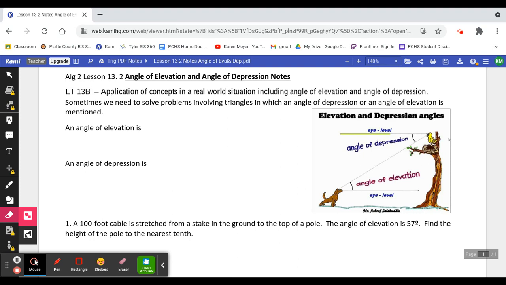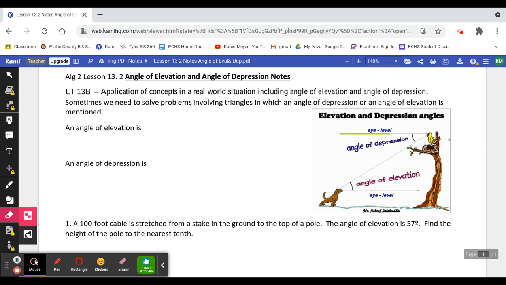Okay, in this lesson, we're going to focus on word problems for right triangles. Word problems for right triangles will talk about either having an angle of elevation or an angle of depression. So first, let's talk about the definition of an angle of elevation.